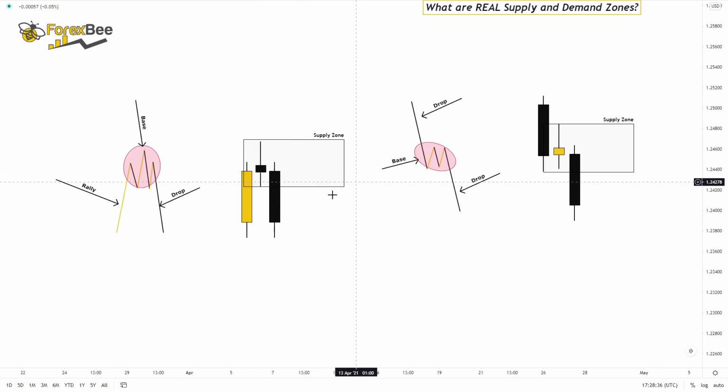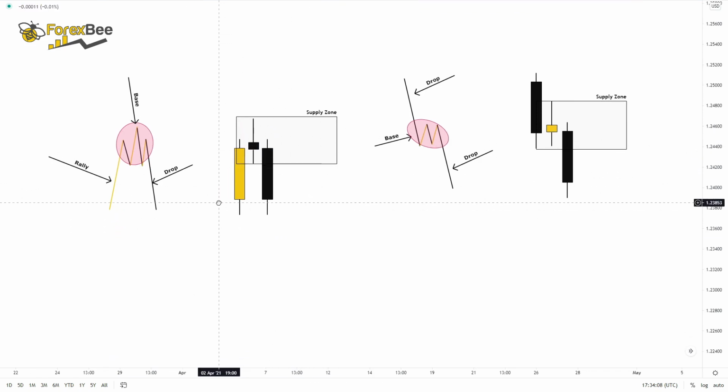So a supply zone is created because there is one bullish candle, then a base candle, and then one bearish candle. The zone created between these candles is basically a supply zone. There are also some technical requirements for any zone: the body to wick ratio of the big candles should be more than 70%, and the body to wick ratio of the base candle should be less than 50%.